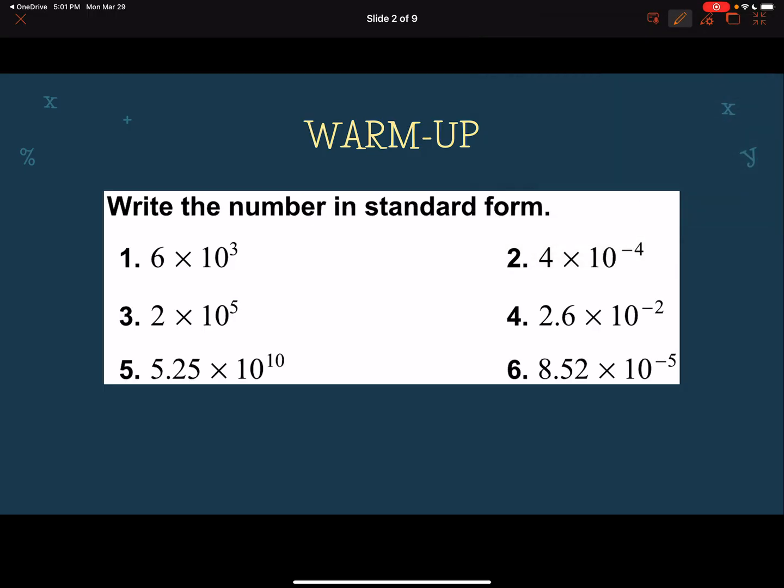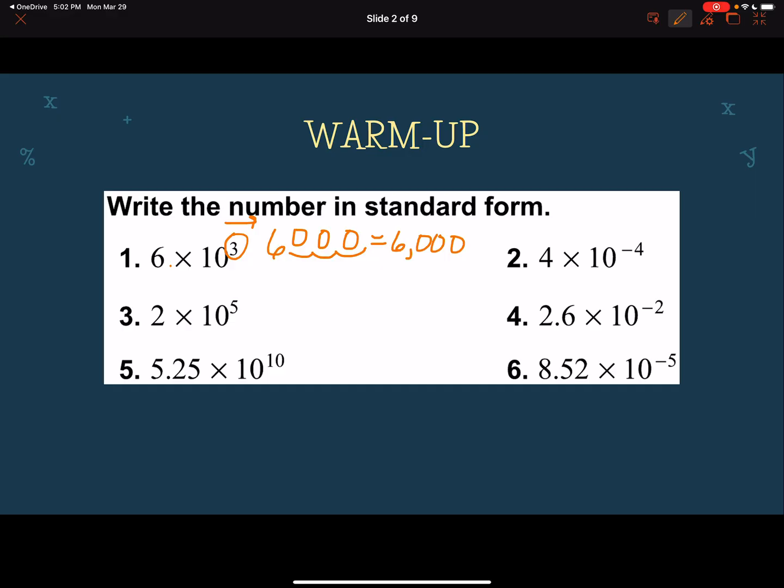Okay, in number 1 we have 6 times 10 to the 3rd power. So we have a positive 3 exponent. That means we're going to be moving our decimal to the right, creating a larger number. If we have a whole number like 6 in the factor position, the decimal is understood to be at the end. So we would need to move that decimal 3 places over, fill in those spots with zeros, and create a new value of 6,000.